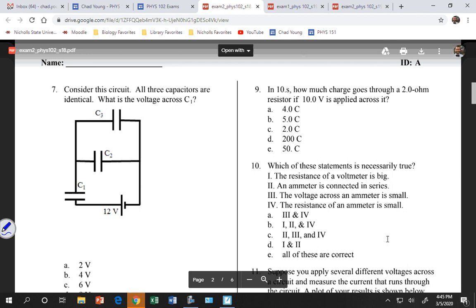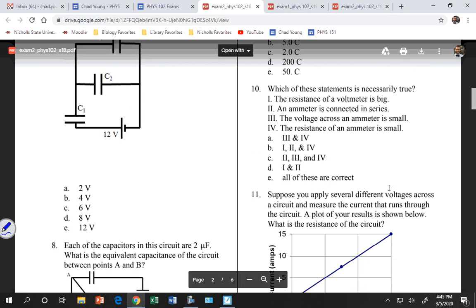You'll have some stuff about voltmeters and ammeters, probably just 1 or 2 questions. The things you need to remember about voltmeters and ammeters: voltmeters are hooked up in parallel and have a big resistance. Ammeters are hooked up in series and have a really small resistance. Voltmeters are used to measure voltages. Ammeters are used to measure currents. The resistance of a voltmeter is big.